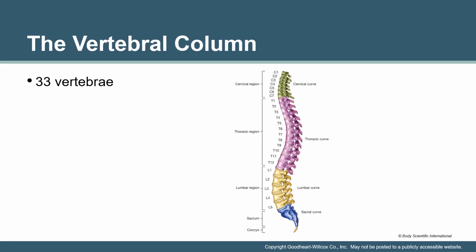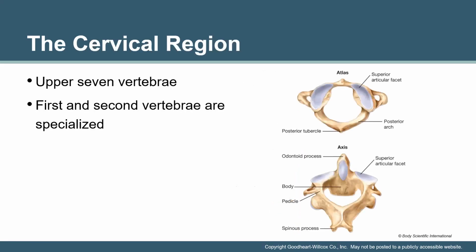A couple things that we want to point out within each section: within the cervical region, we have 7 vertebrae. The first and second vertebra of the cervical spine are special, and they're called the atlas and the axis. The atlas is your first cervical vertebra, or C1, cervical 1. The axis is named C2, cervical vertebra number 2. And again, you have 7 and they will be numbered accordingly.